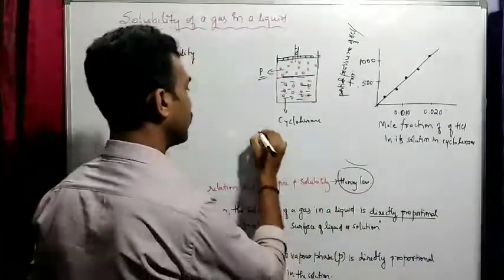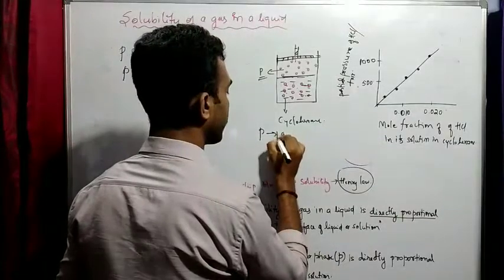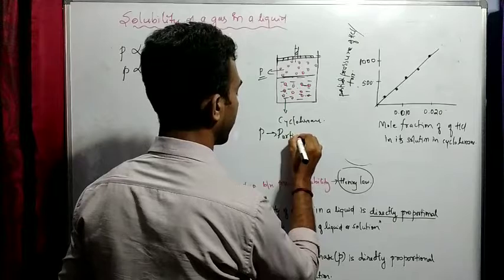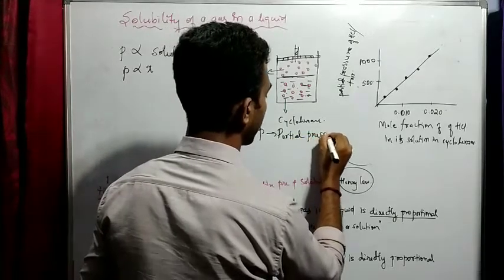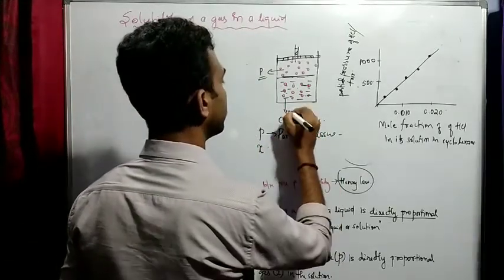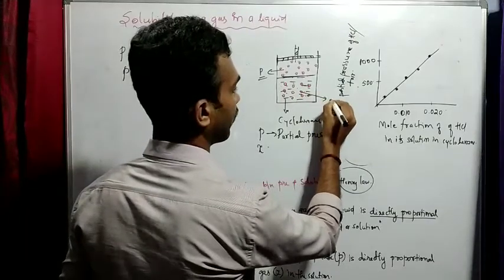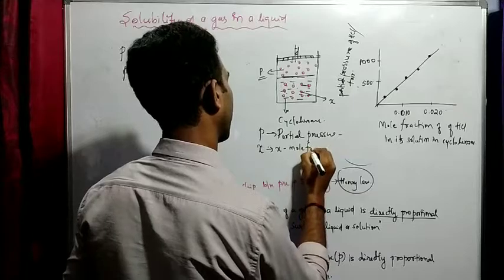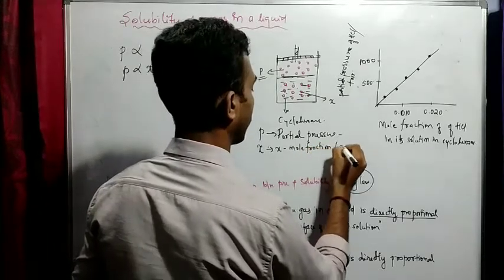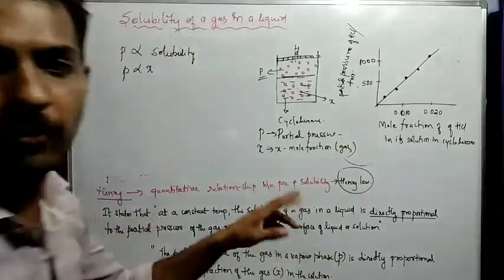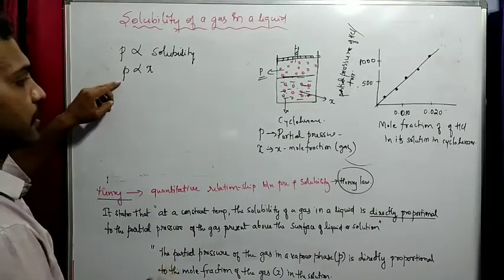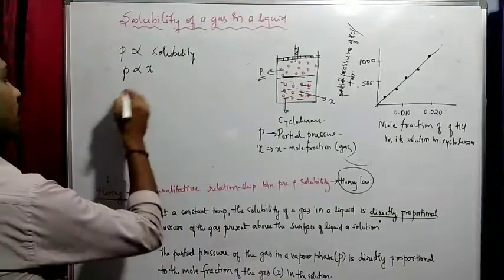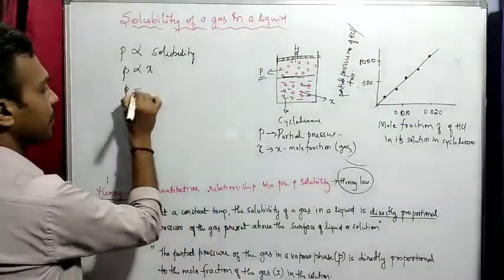P is nothing but the partial pressure of the gas, and X is nothing but the mole fraction of the gas. Okay, P is the partial pressure of the gas and X is the mole fraction, right? So from direct proportionality we remove the proportionality sign and it becomes equal.